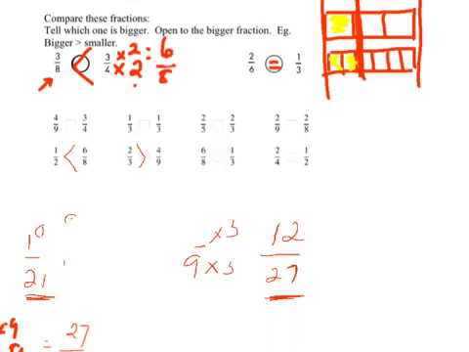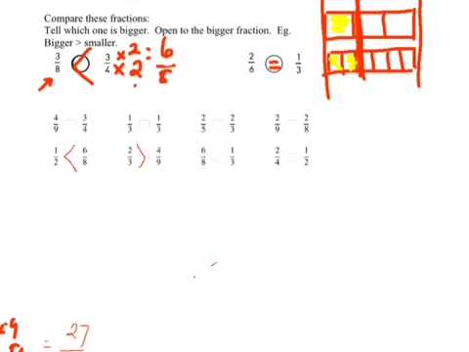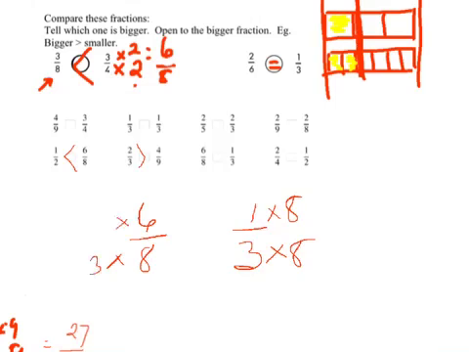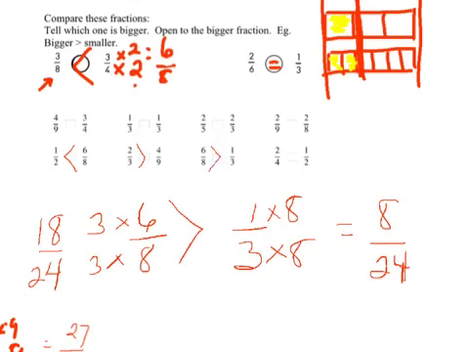Now let's move this so I can continue to do some work here. Next one, we have 6/8 and 1/3. I'm going to again use equivalent fractions. I'm going to multiply this with the opposite number and this with the opposite number. 1 times 8 is 8, 3 times 8 is 24. 3 times 8 is 24, we already figured out, and 3 times 6 is 18. So then I know that 6/8 is the larger fraction.